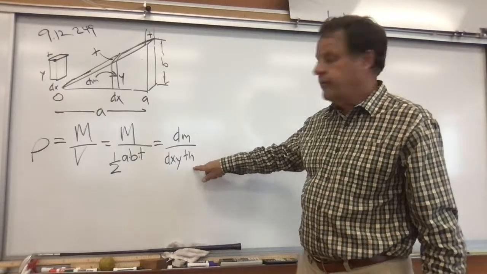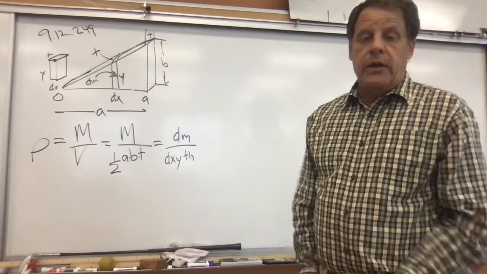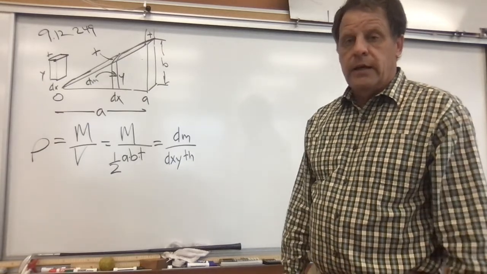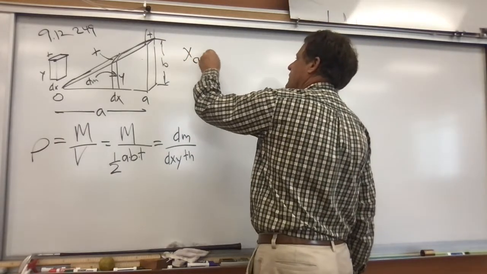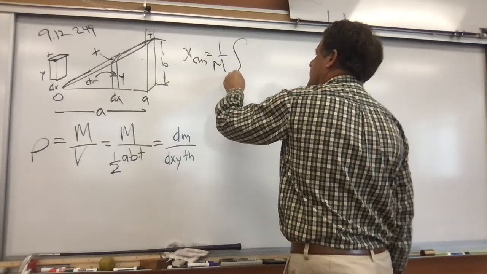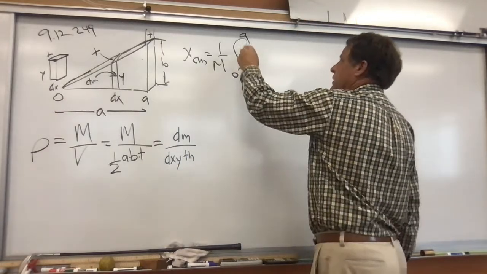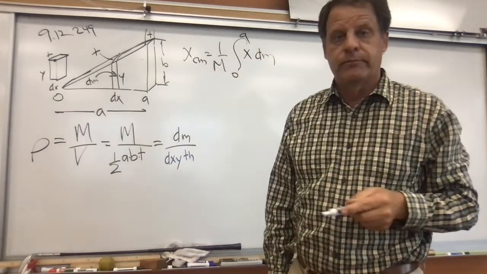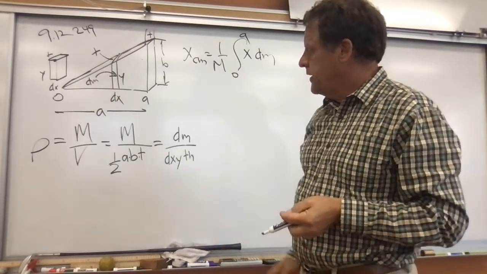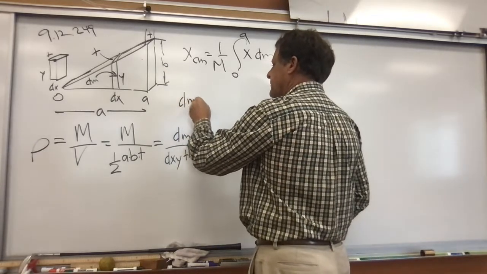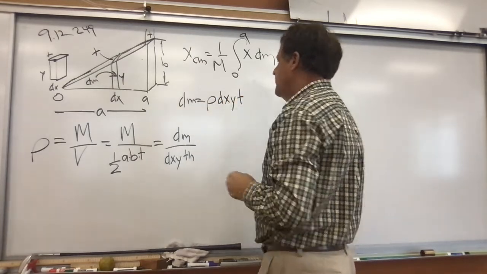So mass divided by volume are both our volumetric densities. And again, we might not know what that density is, but it doesn't matter because that's going to end up canceling out. So x center of mass is equal to 1/m times the integral from 0 to a of x dm. Just like in the last example, these are not the same variables. We need to change them. So we're going to say that dm is going to equal rho dx y times thickness.